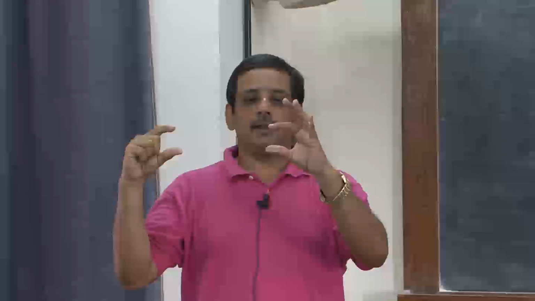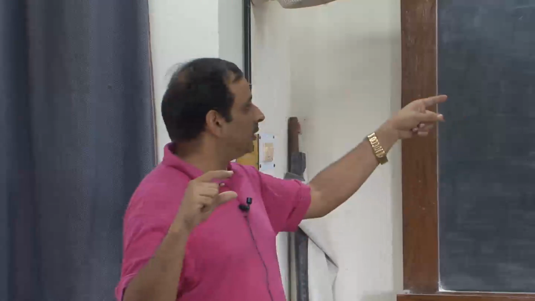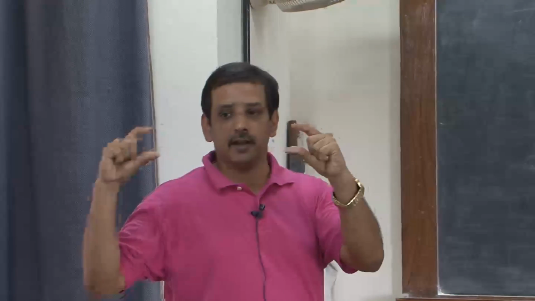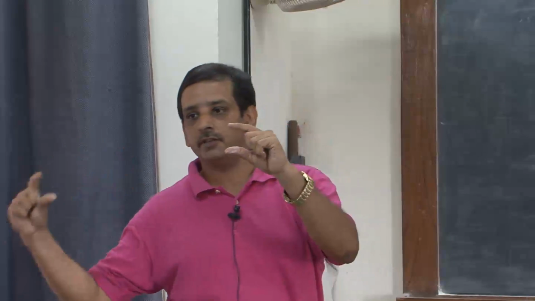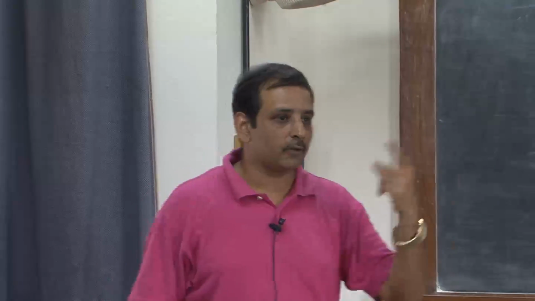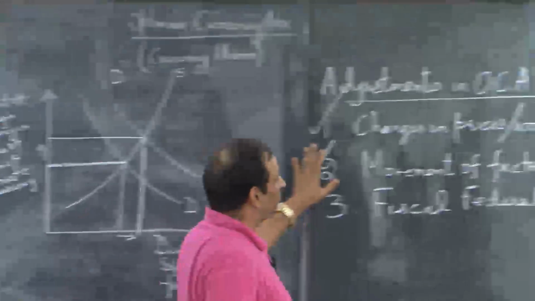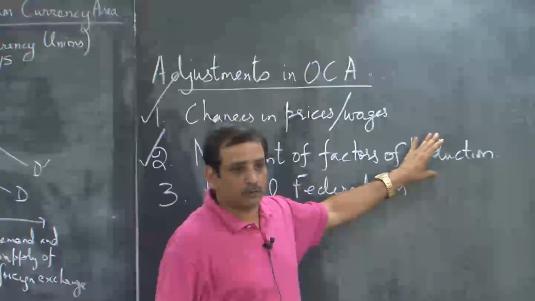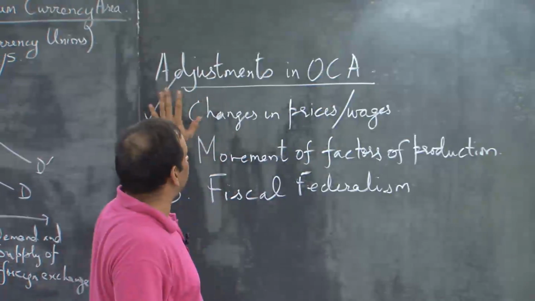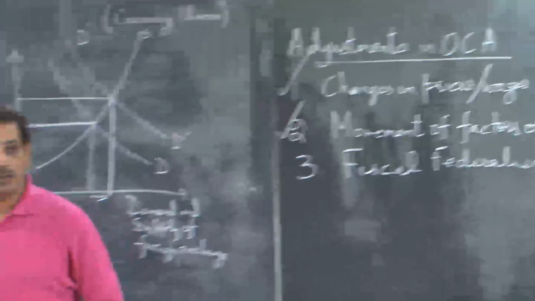So, the way the adjustments would take place is that here is East Germany, and if they have a common currency, and if they have to take care of the shift in the demand, the labor needs to move from East Germany to West Germany to take care of that increase in demand of the Western goods. So, OCA works if there is free mobility of factors of production. OCA works if you see changes in prices happening.